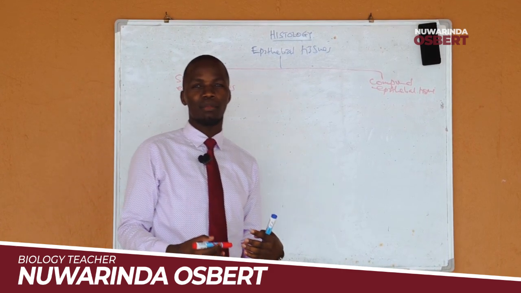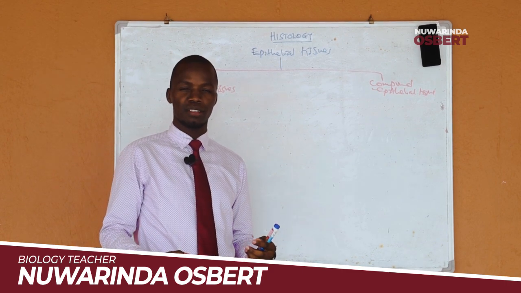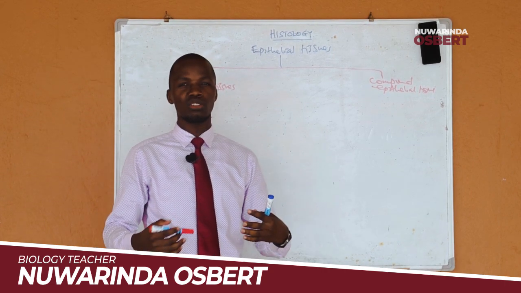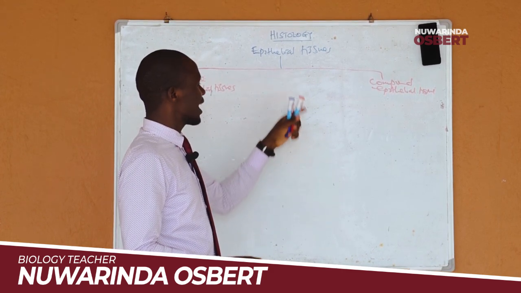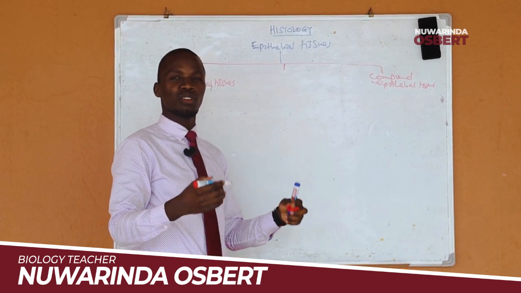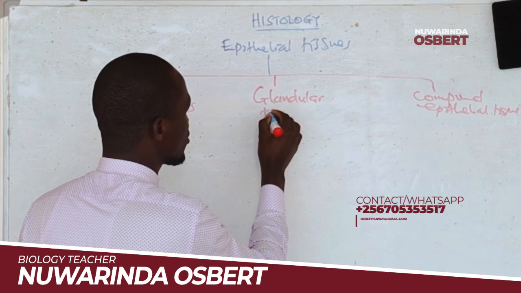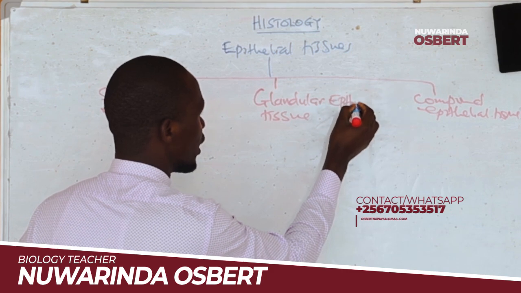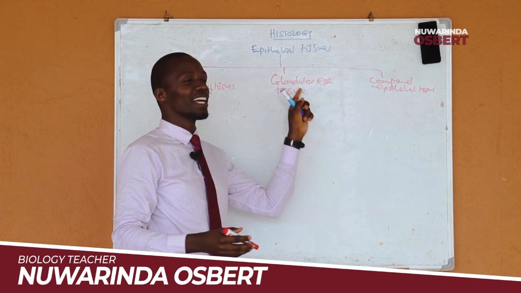However, we saw that there are some other tissues which line surfaces. But apart from lining surfaces, there is something special about these tissues: they are secretory. They do a lot of secretion. That gives us a third category of epithelial tissues which secrete different substances, and that is what we call the glandular epithelial tissue. In this video, we are going to expound more on the glandular tissue.